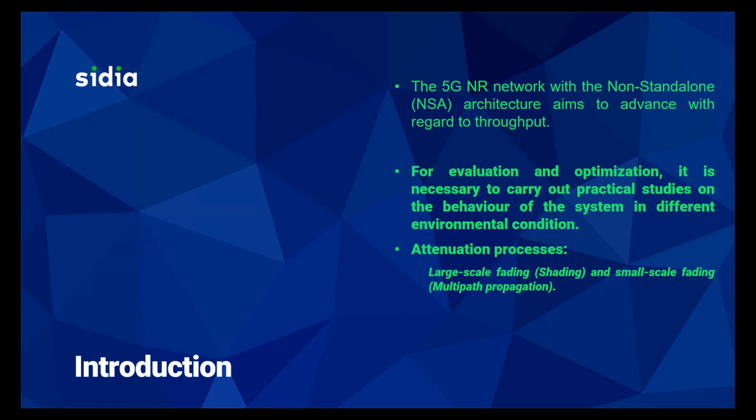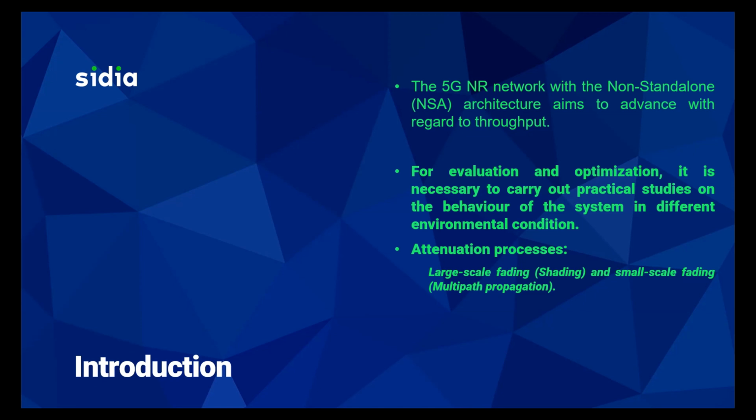The 5G architecture that we call non-standalone aims to advance with regard to throughput on 5G networks. In this kind of architecture, the LTE core is used like an anchor for the connection of 5G. So I can improve my throughput that once was on LTE, now on LTE and NR, so I can get better data rates.